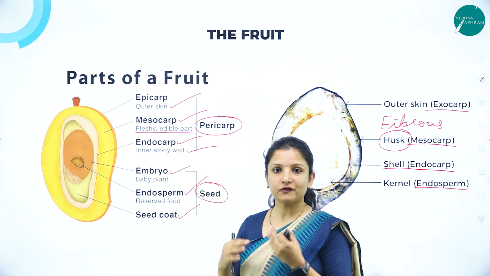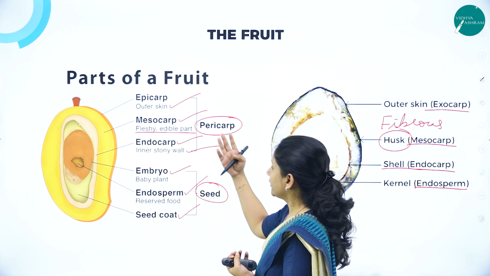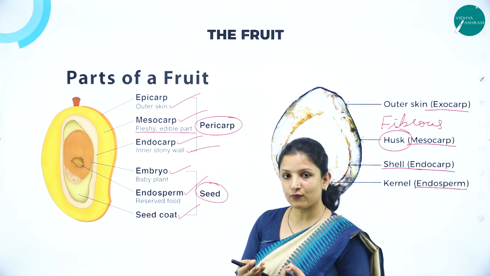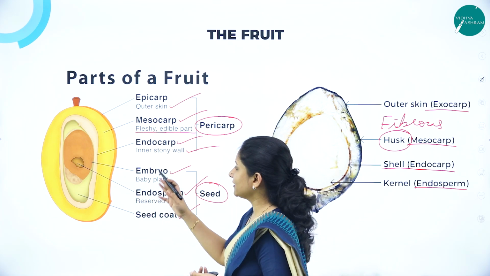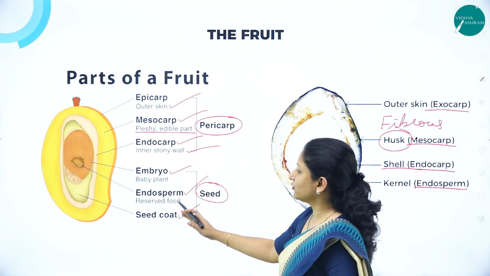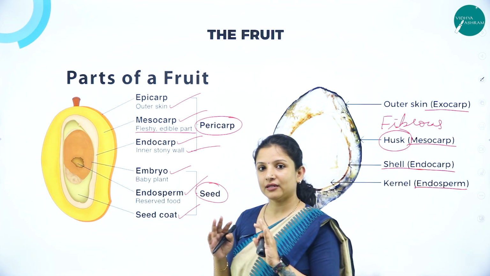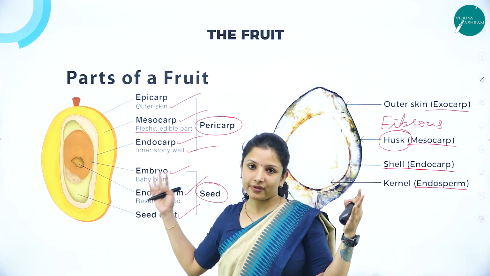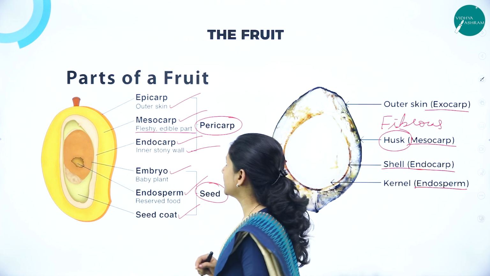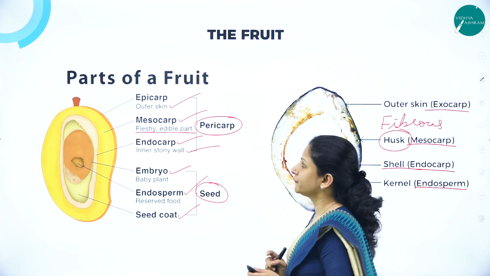Mesocarp, that is also soft. Both can be consumed. And endocarp is the inner stony wall that is there, not possible to consume, and inner to that is the seed, where the embryo is there, the endosperm is there, the seed coat is there, all that. The difference between that is it has a fibrous mesocarp, whereas here it has a fleshy mesocarp. So that was one of the main differences. So this was about the parts of the fruit.